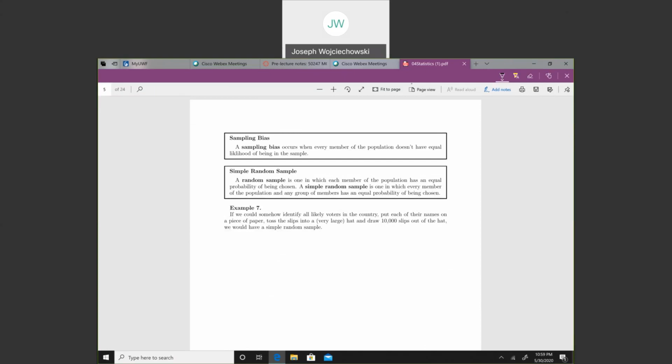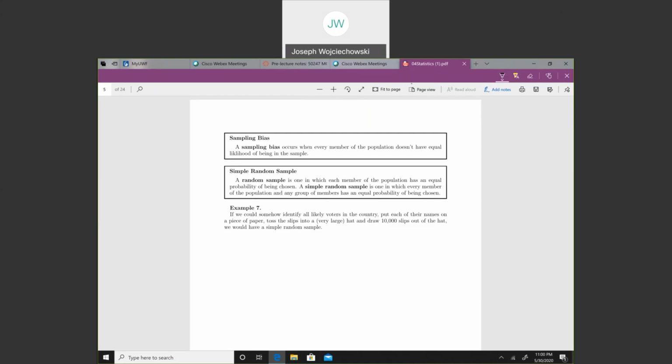Okay, so now we get into the details. Sampling bias occurs when every member of the population doesn't have equal likelihood of being in a sample. Like if I go to the Democratic National Convention and I want to do a poll to determine who people are going to vote for, well, I'm not getting a very good representation of the general population because pretty much everybody at the Democratic National Convention is going to be a Democrat. So that would be sampling bias.